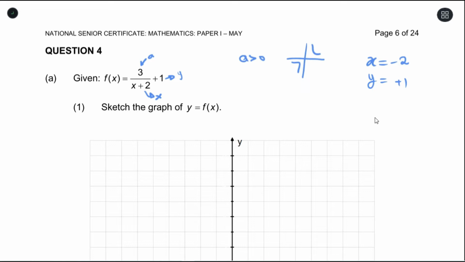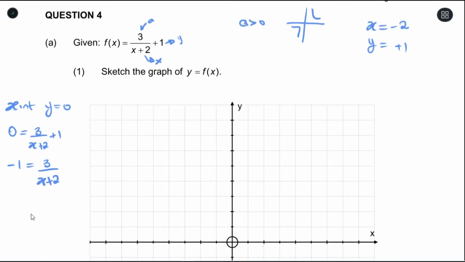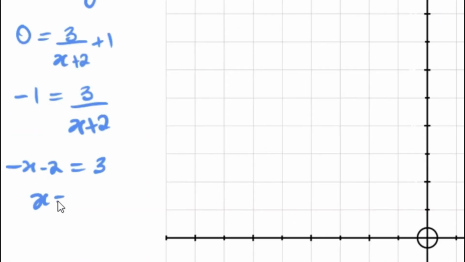Now the next thing we also need to get is our x and y intercepts. To get our x intercept, we're going to say y is equal to 0. I substitute. Okay, so cross multiplying, this would give me, so therefore x is equal to, I think that's -5, yeah, -5. Now the coordinates we have from here would be (-5, 0).